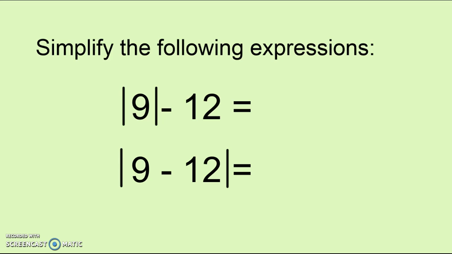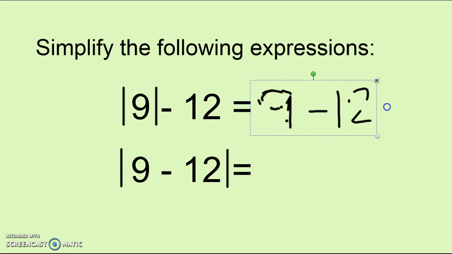So let's simplify these. You're going to simplify the absolute value of 9, minus 12. Well, the absolute value of 9, how far is 9 from 0? It's 9 spaces from 0, so that's 9. And then we're going to subtract 12. So that's going to give us -3.